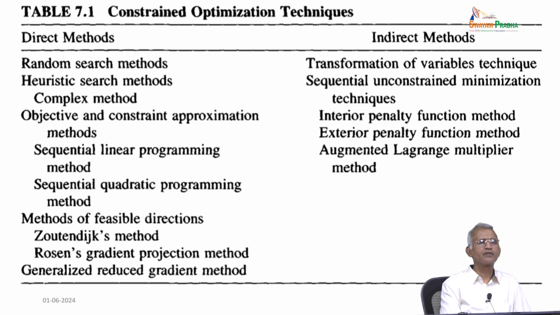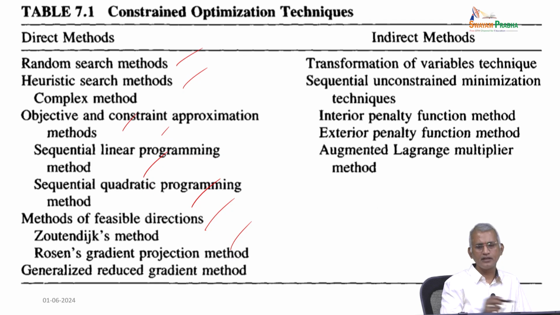One is called the direct method, another is the indirect method. In the direct method, these are the subdivisions. Number 1, random search method. Number 2, heuristic search method, and also the complex method. Objective and constraint approximation method, sequential linear programming method, sequential quadratic programming method, method of feasible directions, Zoutendijk's method, Rosen's gradient projection method and generalized reduced gradient method. These are all direct methods.